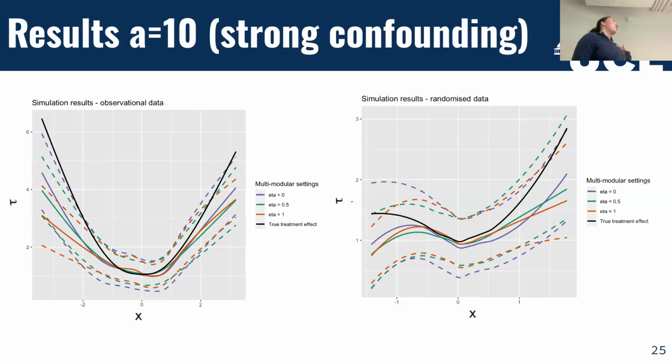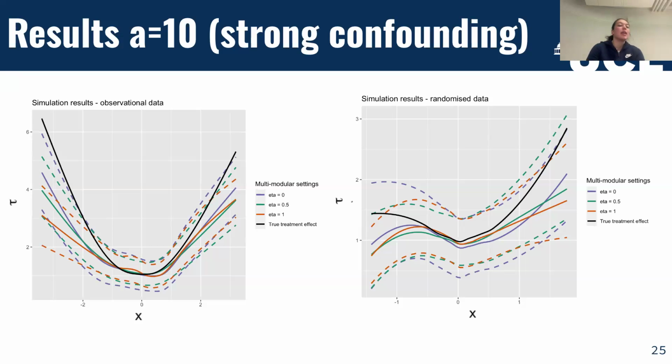Whereas, imagine that I make A huge, like 10. I would have a strong confounding in that sense. So then I would really need to make sure that my model doesn't lead to any bias, in general. So I would want to use the semi-modular posterior here. What we can see is that the one that performs the best, that is closest to the truth, is the purple one.